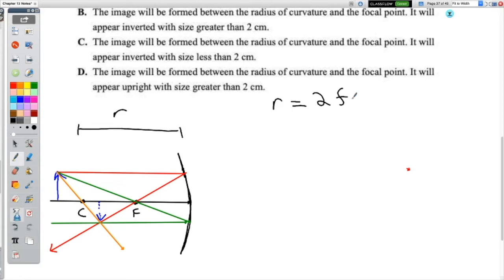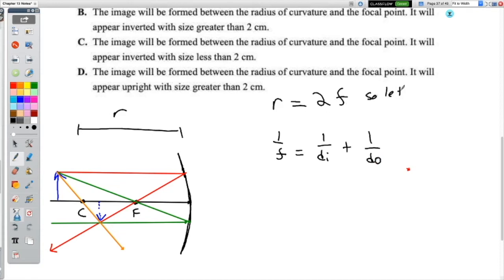The reason that we are saying that is because we need to plug something into this equation so that we can do some cancellation to get it to work out. We need to write one variable in terms of another variable. All it told us is that it's placed beyond the curvature of a concave mirror. So beyond R is 2F.